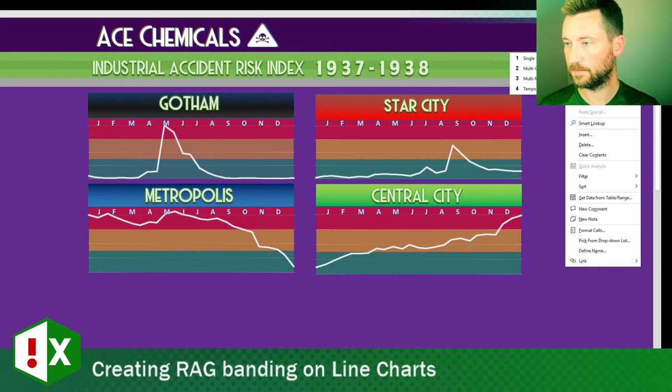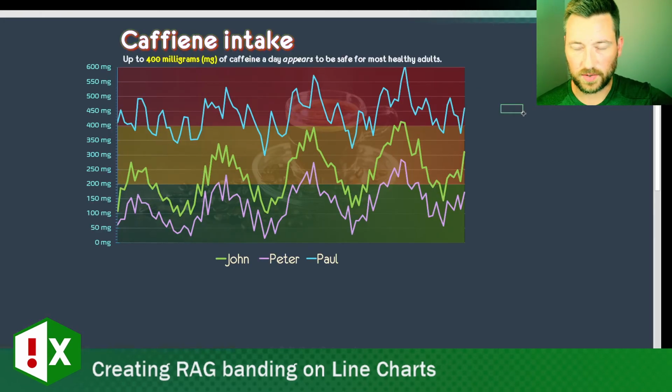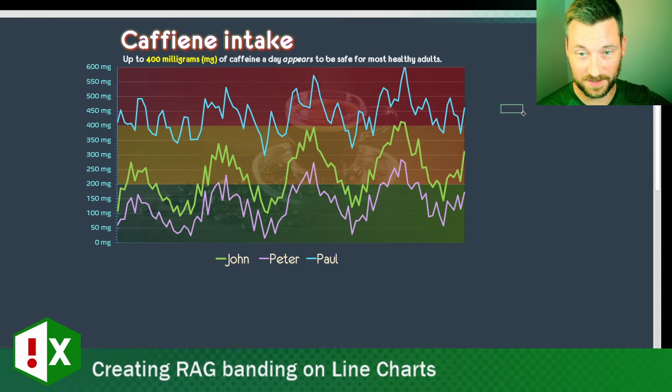Example 3. So this is where we have multiple measures side by side, so we can see how one, in this case, person's caffeine intake is compared to another. So we can see here Paul is consuming a lot more coffee daily and is in the red zone in terms of what your caffeine intake should likely be.